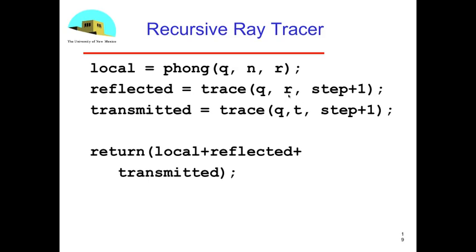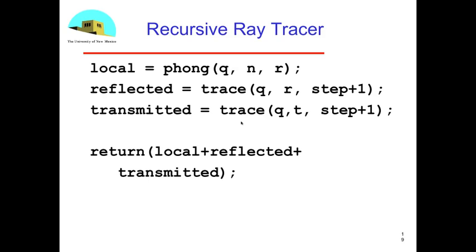So from that point, I go off in the reflected direction. From that point, I go off in the transmitted direction, increase the step count, and I return at the end the sum of the local color I computed with the Phong model plus the color that's returned from the reflected ray and the transmitted ray. So the pseudocode is incredibly simple. What was that, about 10 lines of code or something? And that's right. And you can now take that apart and do it.